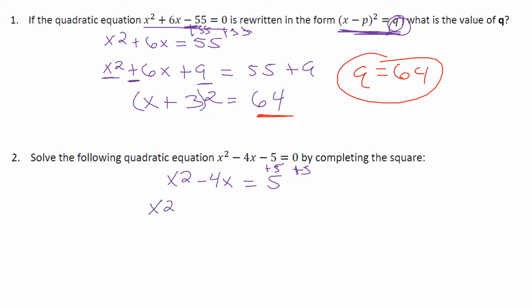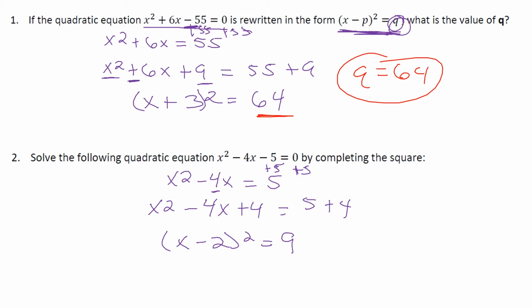Completing the square, creating a perfect square trinomial. Half of 4 is 2. 2 squared is 4. So I'm going to add 4 to both sides. 5 plus 4. Perfect square trinomial, factoring. (x minus 2) squared equals 9.